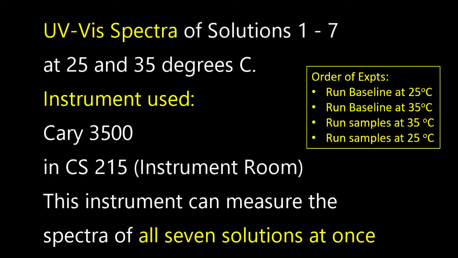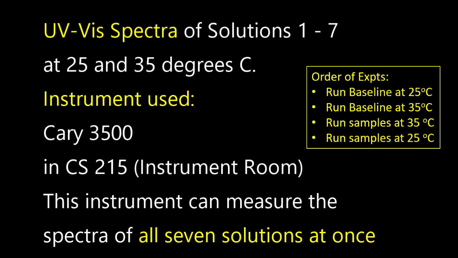So what we'll be doing is taking a baseline at 25 degrees C. Then we'll do a baseline at 35 degrees C, followed by replacing the cyclohexane with all the samples and running the spectrum of each sample all at the same time at 35 degrees C, and then going back down to 25 degrees C and doing it again.